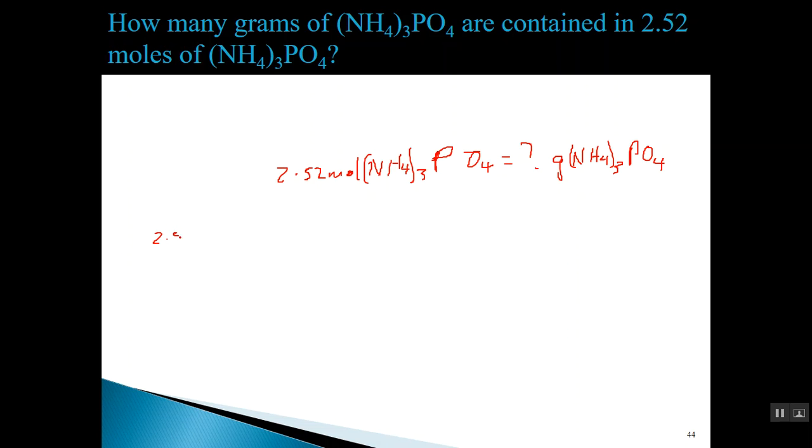Start off with 2.52 moles of NH4 3PO4. And then we have to multiply by the molar mass in the form of 1 mole of NH4 3PO4 down here, and up here the mass in grams. So to do my calculator thing here.